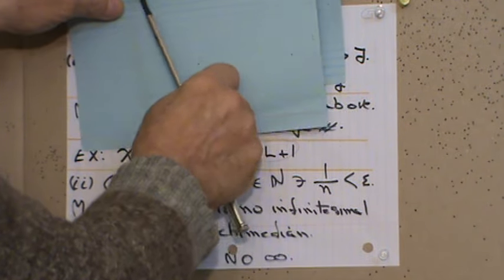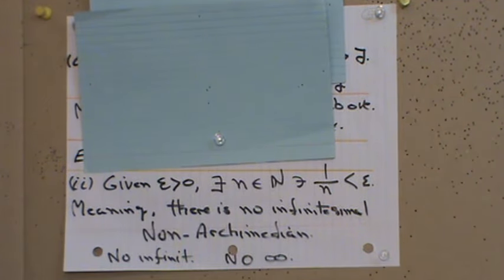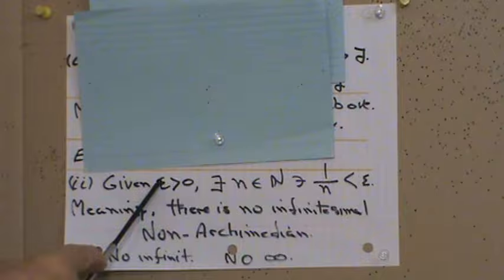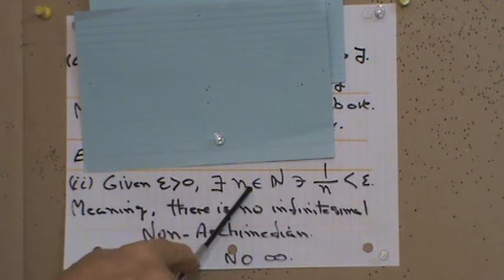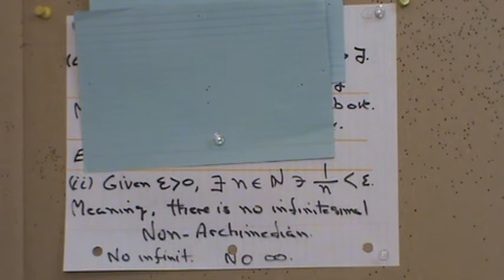Okay, then the next one, because I said there are different versions of the Archimedean property, or theorem we can call it. Epsilon in mathematics is usually used for an extremely small number. So it says, given epsilon positive, which means no matter how small it is, I can determine a natural number n such that 1 over n is smaller than epsilon. That means there is no infinitesimal.